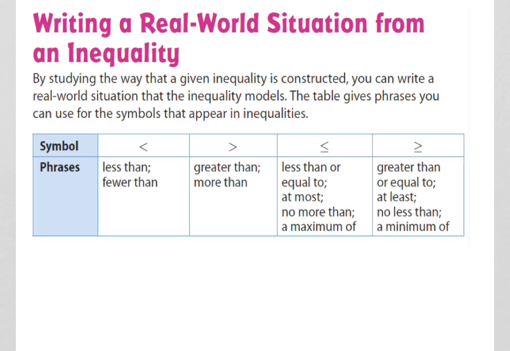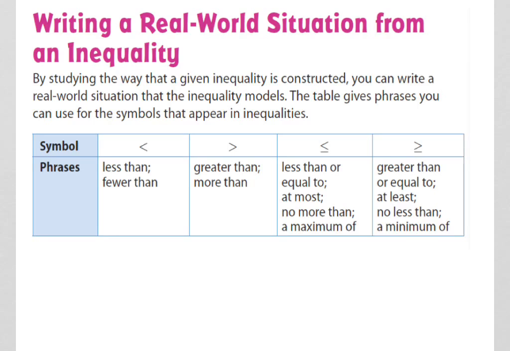Then the next one that we see, where it's pointing to the left, which we know is smaller, but it has a line underneath, and that line means equal. So here, when you see the inequality sign with a line underneath, pointing to the left, it means less than or equal to. Or at most, or no more than, or a maximum of.